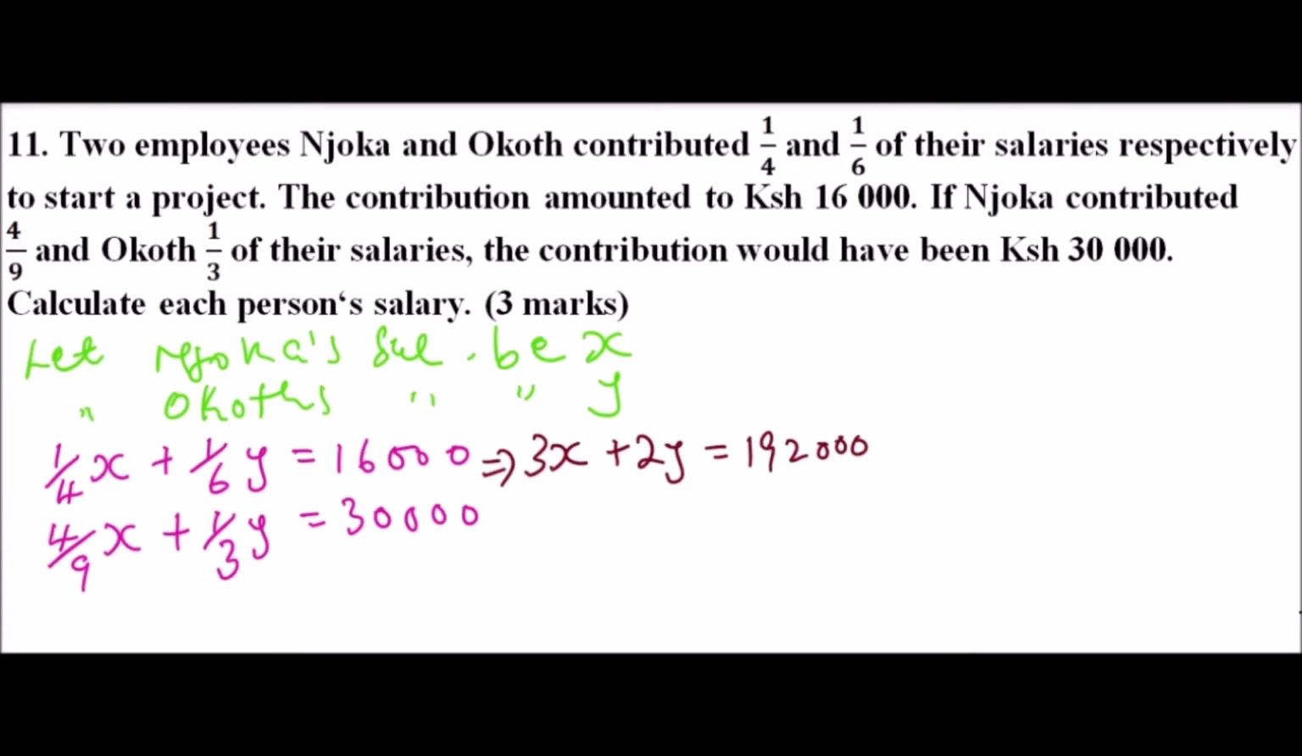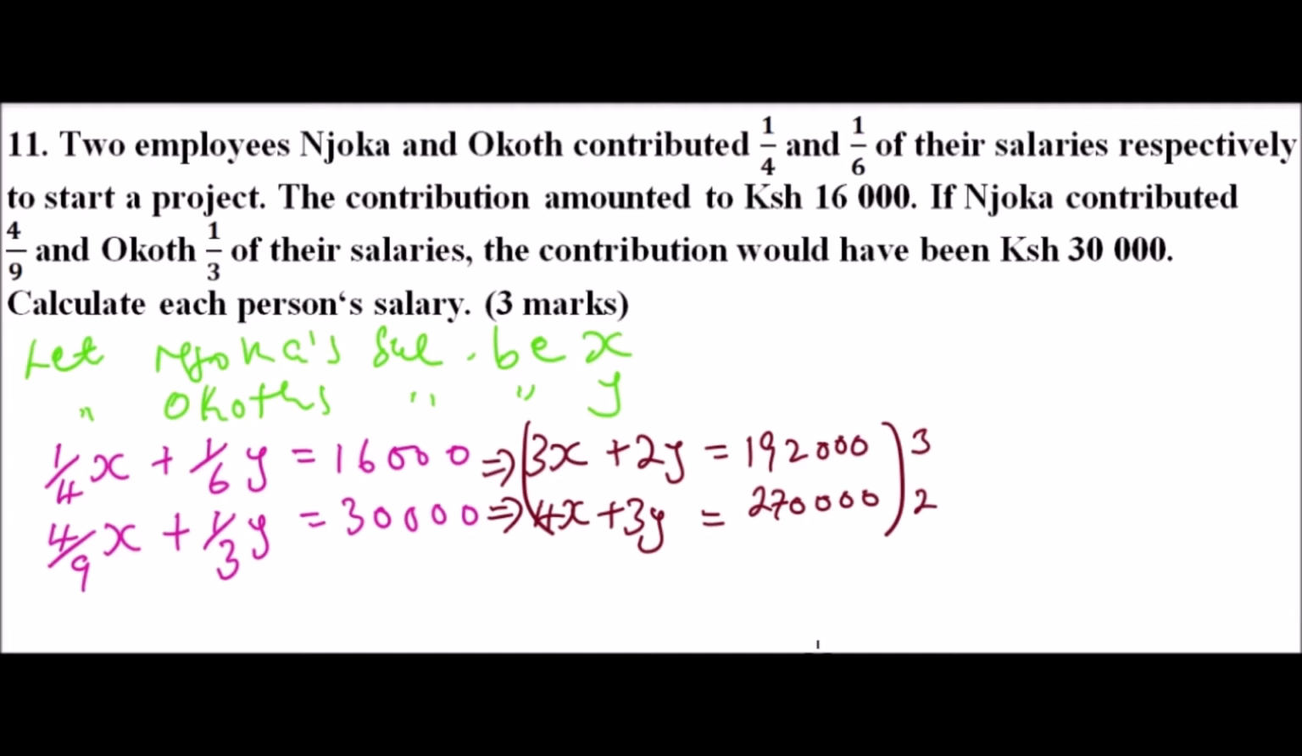Then for this one, the LCM is 9. So if you multiply by 9, you have 4x, and then plus 3y is equals to 30,000. You multiply by 9, that will give you 270,000. So once you do that, these are simultaneous equations. We can use the elimination method. So let's eliminate y. We multiply here by 2 and here by 3, so that we have 6y.